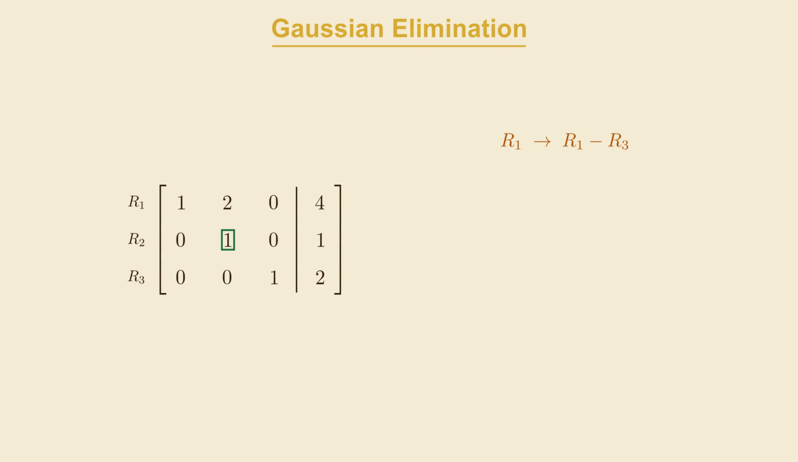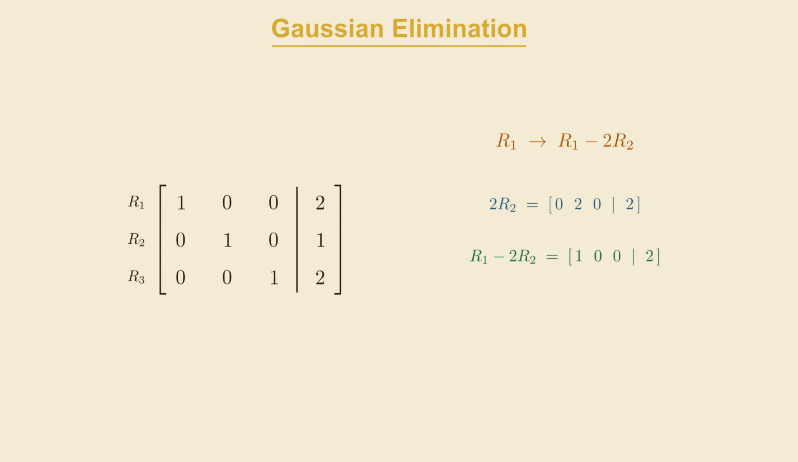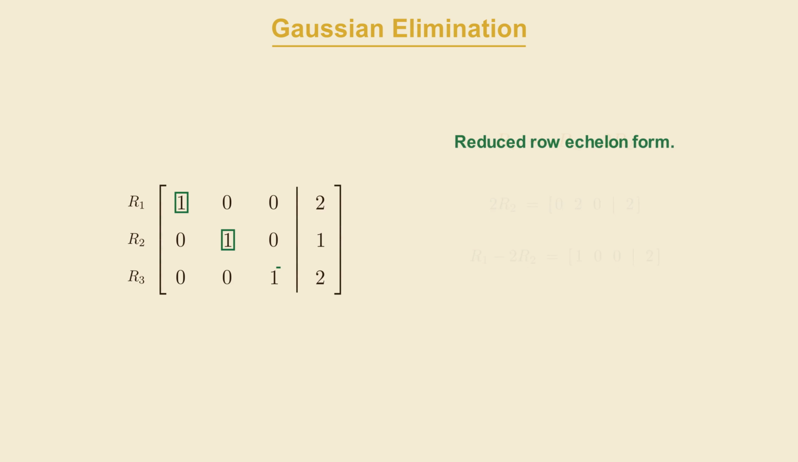Now we move up to the second pivot. The entry above it in row 1 is a 2. So we replace row 1 with row 1 minus 2 times row 2. 2 times row 2 is 0, 2, 0, 2. So subtracting that from row 1 gives us 1, 0, 0, 2. The final form of our reduced row echelon form matrix is 1, 0, 0, 2, 0, 1, 0, 1, and 0, 0, 1, 2. That is reduced row echelon form. Here, every pivot is a leading 1, and every other entry in every pivot column is a 0.